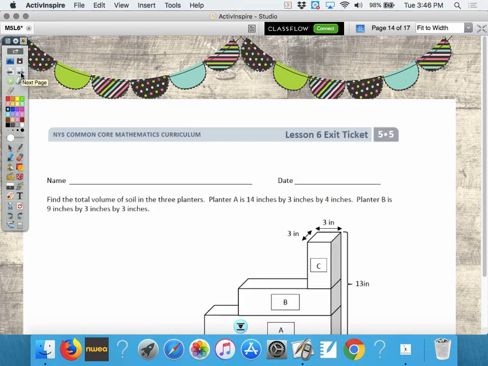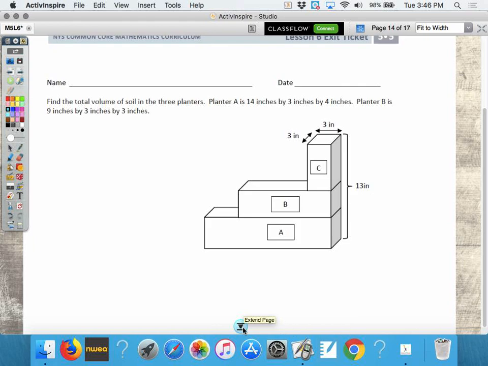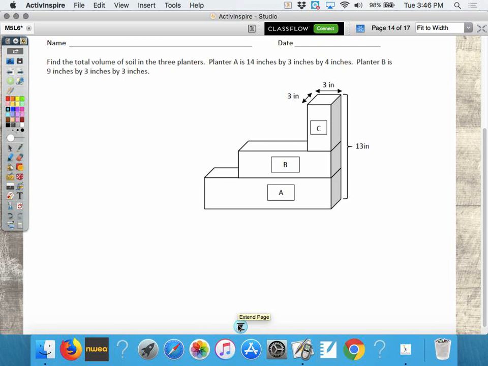So this looks interesting. Okay, these are planters. It says find the total volume of soil in the 3 planters. Planter A is 14 inches by 3 inches by 4 inches. Planter B is 9 inches by 3 inches by 3 inches. We don't know C, but we can figure it out for sure. So let's start by labeling these, and then we'll do the volume of A, volume of B, volume of C.